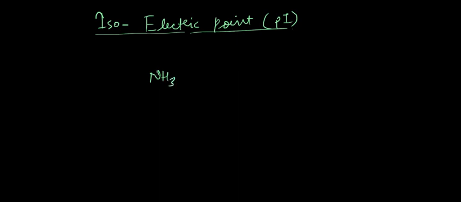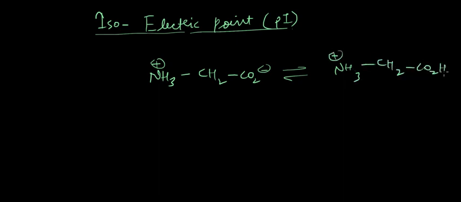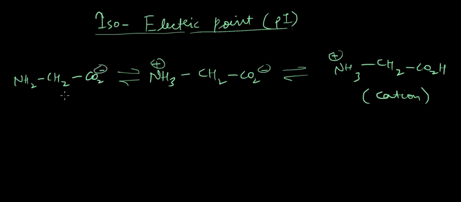So first we have this compound, CH2 CO2 minus. It can undergo an acidic medium to get converted into this product, which is obviously a cation. And it can also undergo a basic medium to form something like this, which is an anion. And this is obviously the inner salt or zwitterion.